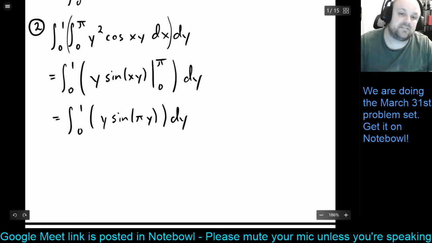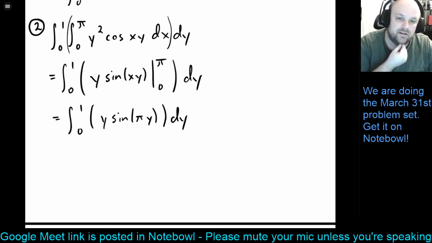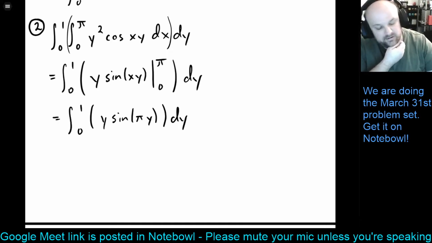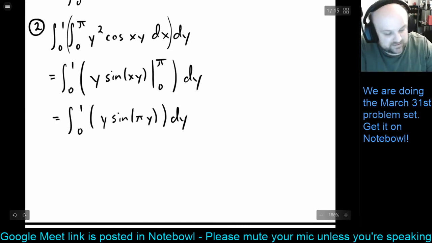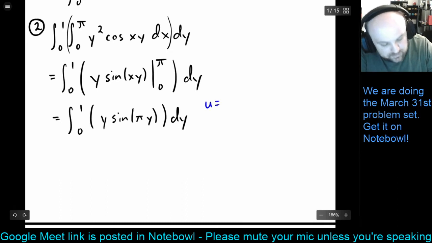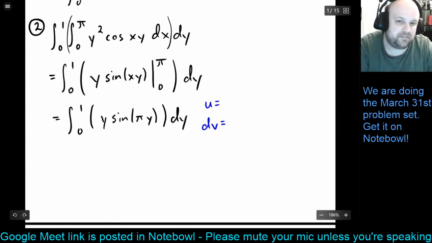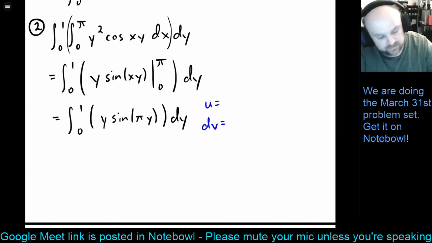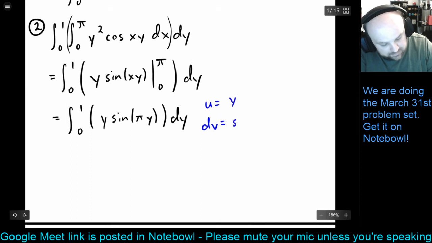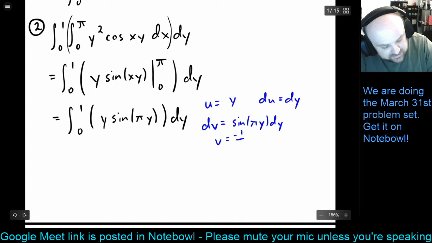Now we need to compute this integral. Hopefully you remember the trick for doing y sine of, well, basically y sine y. This is integration by parts. Remember, we always pick u to be the part that's easier to differentiate. That would be y. dv would be sine of pi y dy. So then du is just dy, and v is going to be minus 1 over pi cosine of pi y.